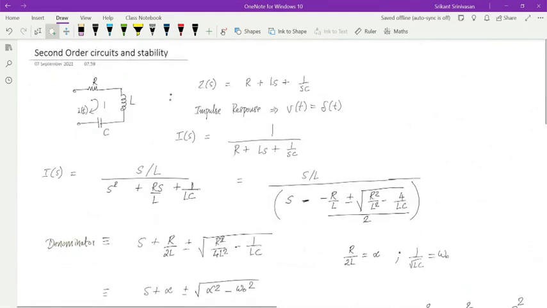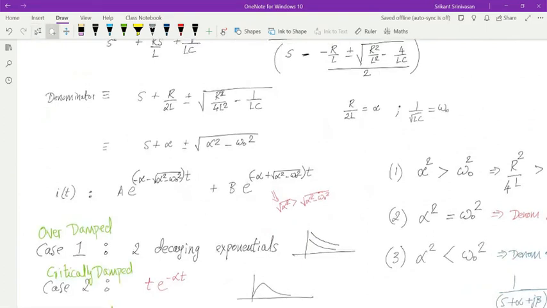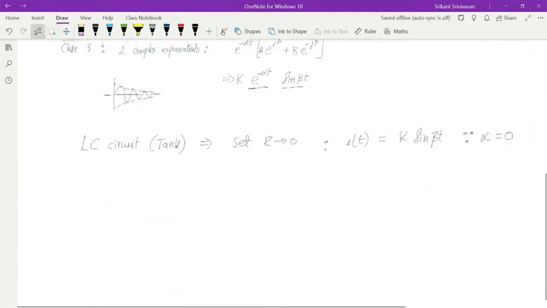Similarly, you could even obtain the RL circuit. Say I put C equal to 0, then you'll have to work this out a bit and see what happens. So that's basically second order circuits.